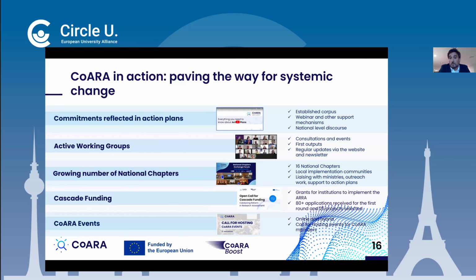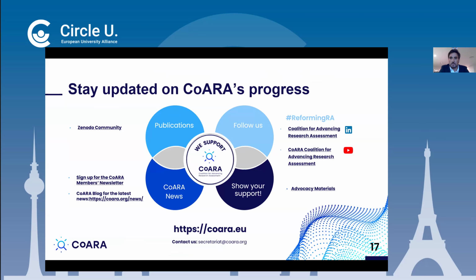So with Coara, what's already existing is there are action plans that are available in Zenodo. There are active working groups working on very specific topics. There's a growing number of national chapters. That means some countries are trying to federate their efforts in research assessment at the national level, and they start to get some cascade funding. And Coara is creating many different events to exchange for the communities.